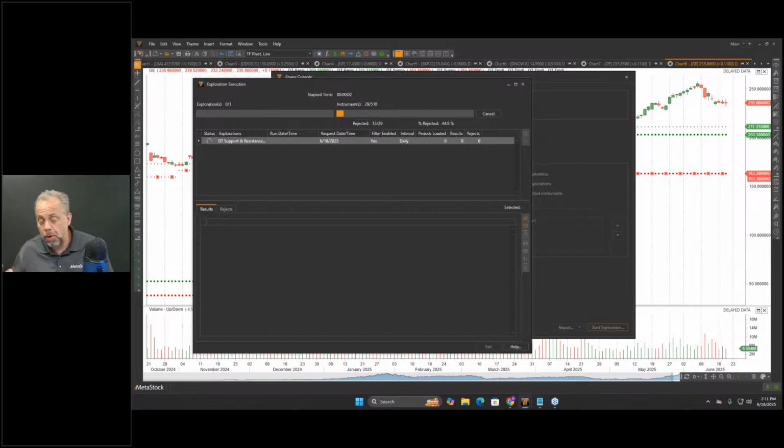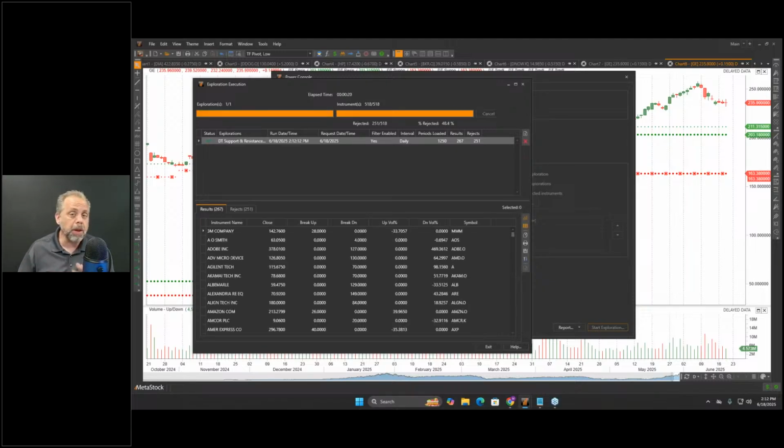So what this program is now doing for us, and it's not taking very long, is going in and loading all of the data for the chart. So it's going to look to see what the support and resistance level is. It's going to identify those stocks that have broken recently through a support and resistance area. And it's going to tell us how many bars ago that was.